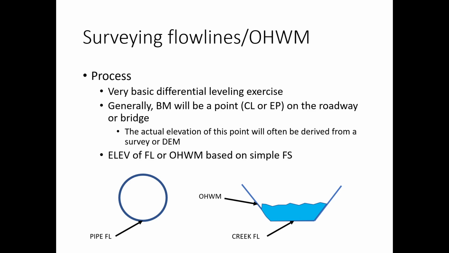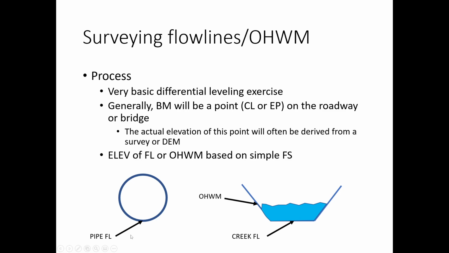Set our benchmark. Again, just shoot a back sight to that benchmark. Establish our instrument height. And then we're just going to take rod readings down in the creek or in a pipe. So these are very, very basic drawings. But for a pipe, what we mean by the flow line is as water flows into the pipe, it's basically the bottom of the pipe. And that's where we need to measure to.